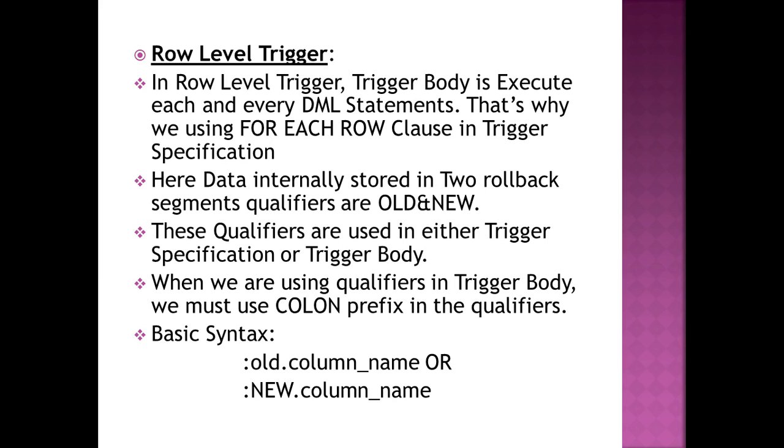Here data is internally stored in two rollback segments, old and new. Whenever we use these qualifiers in the trigger specification, we don't need to specify any colon prefix on the column name or qualifiers. Whenever we use these qualifiers in the trigger body, at that time we must use the colon prefix on the qualifiers or column name. Here the syntax is: colon old dot column name or colon new dot column name.